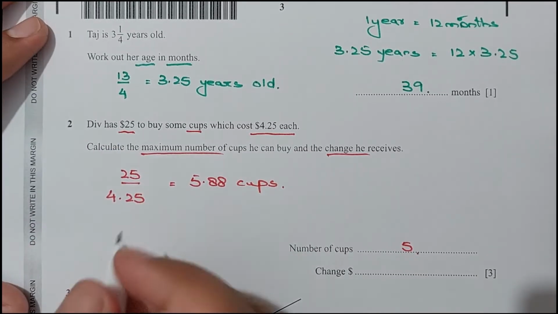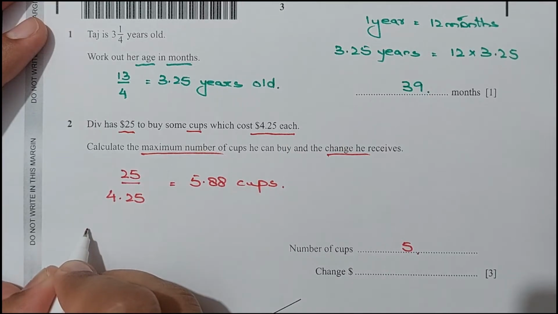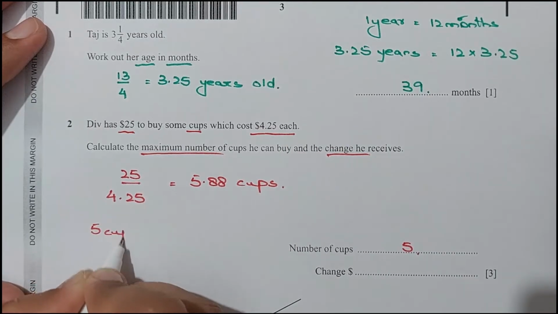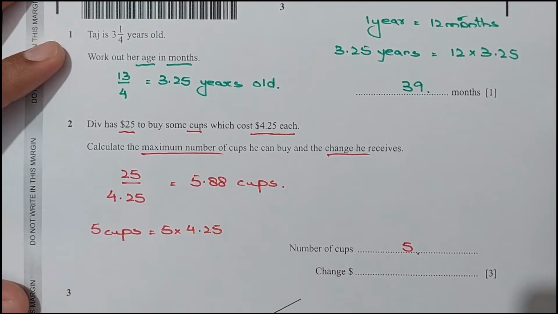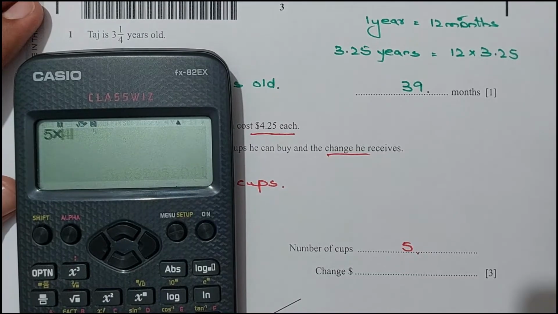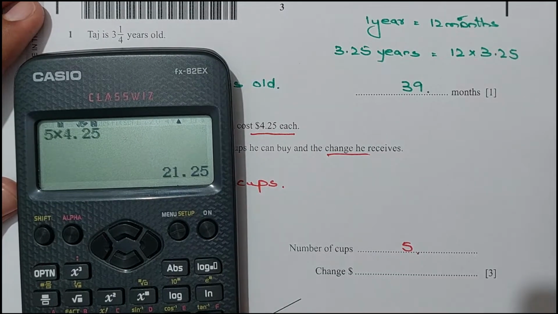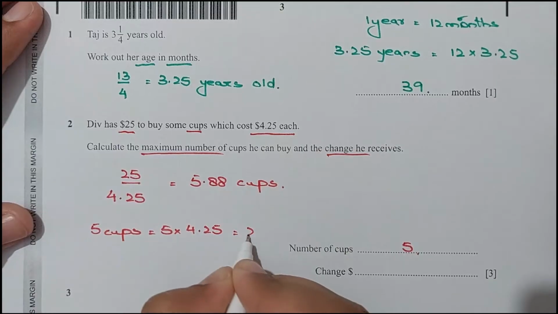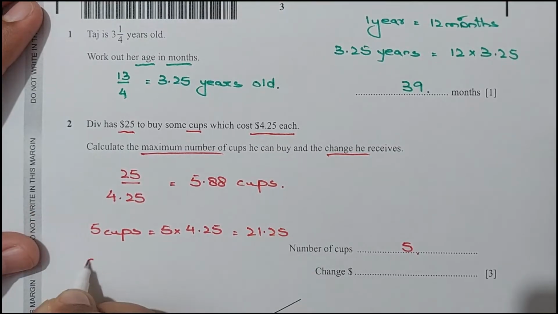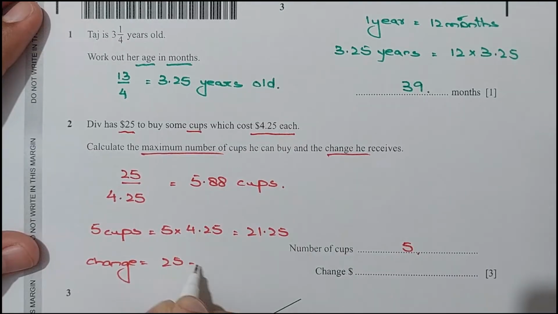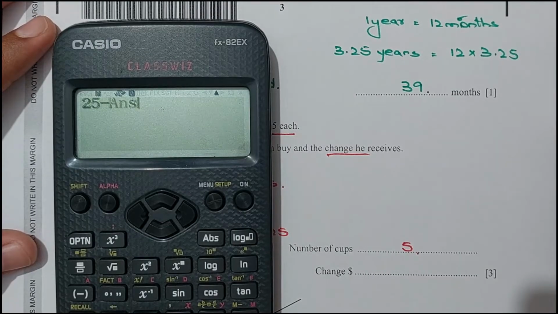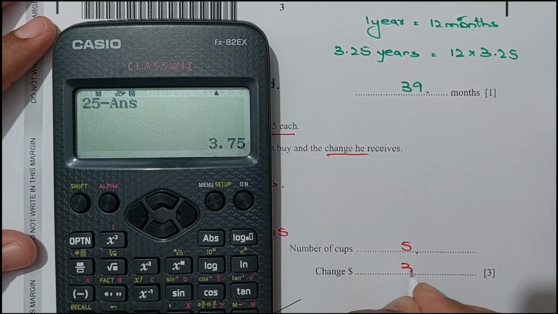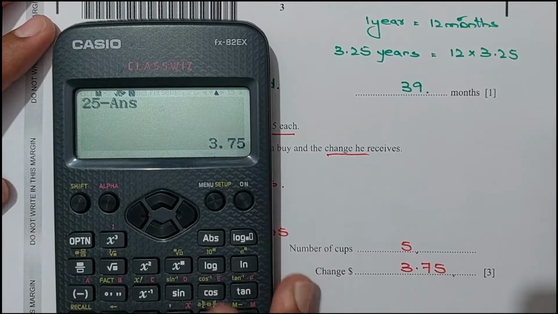And what is the cost of 5 cups? The cost of 1 cup is 4.25. So for 5 cups, the cost is 5 times 4.25, and then check the change. 5 times 4.25 is 21.25. So we have to find the change he receives: from $25, subtract 21.25. The change is $3.75 he will receive.